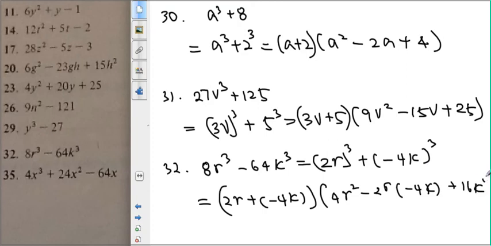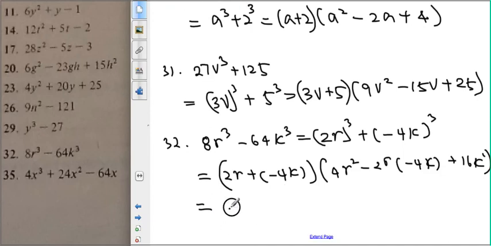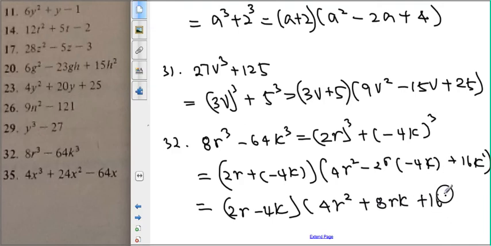16k squared. Now, if you have to simplify this one further, what we end up getting is 2r minus 4k times 4r squared plus 8rk plus 16k squared. And that becomes our answer for number 32.